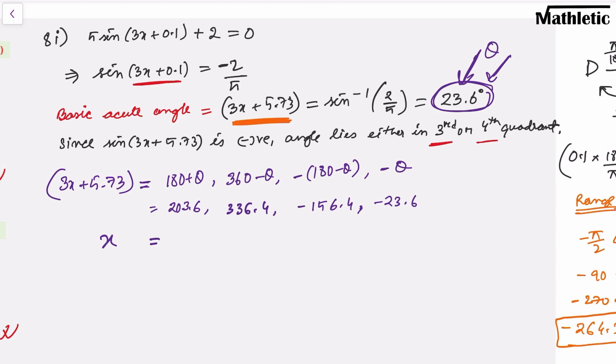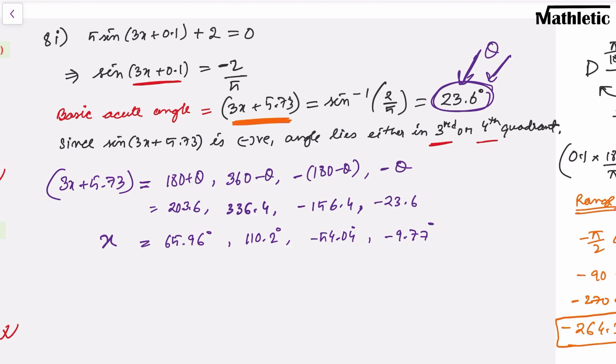So the first value after subjecting x will be 65.96. Next, the second one is 110.2. Next, minus 54.04, minus 9.77. But these are in degree mode, right? These are in degree mode. We need to find the value in radian mode.